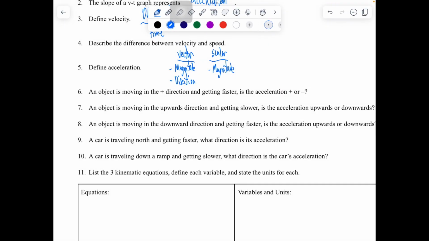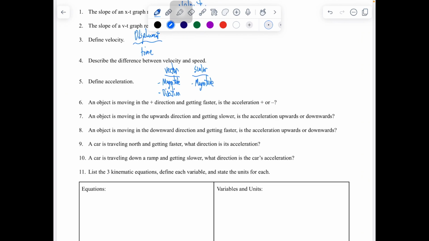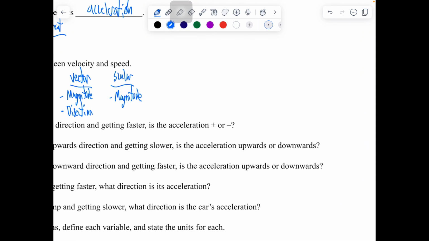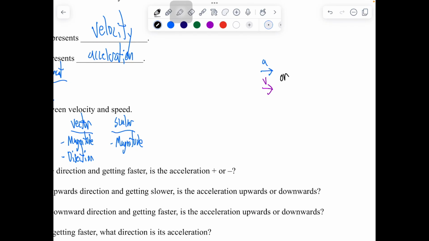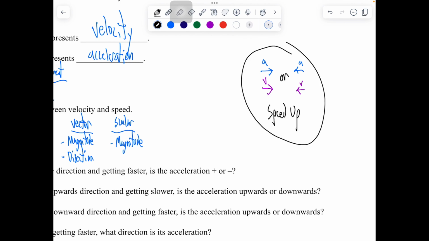An object is moving in the positive direction and getting faster. Is the acceleration positive or negative? Here, what I like to talk about for finding direction of acceleration, or speeding up or slowing down, is there are really 2 different ways to have it. You could have the acceleration and velocity pointing the same direction. So they both point right, or you could have them both, say, pointing in the negative direction. Boom, there's your acceleration, there's your velocity, and these are always going to result in you speeding up. So if velocity and acceleration point in the same direction, you speed up.